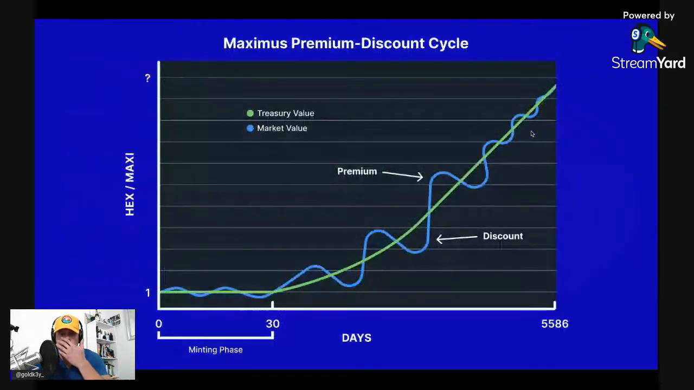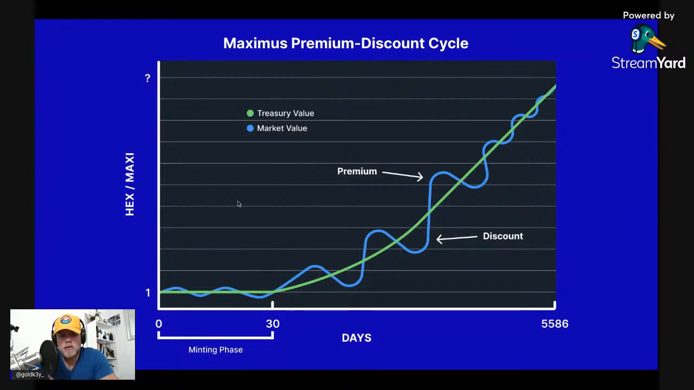I created this chart to visualize what we think might happen with the relationship between those two values. The treasury value is in green and the market value is in blue. You'll see the treasury value for the mint phase is 1-to-1 until day 30, and then that stake is started. Every day that 1 Maxi will be worth more and more Hex and Hedron, right? So when that stake ends, up and to the right.